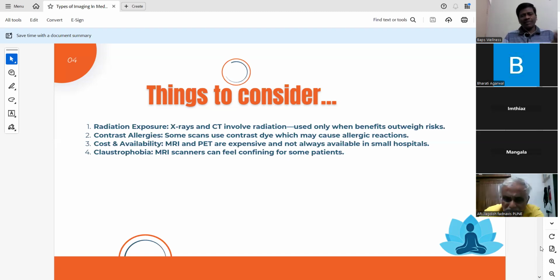And then the cost: depending upon the type of scanning, ultrasound is less costly or cheaper, and MRI or PET will be highly expensive. And all the hospitals may not have PET scan or MRI scan facilities. Claustrophobia is a kind of fear of being in a confined area, in certain persons. So when a person is put into a tunnel-like thing, such as MRI scanners, they will feel some kind of phobia, the fear.